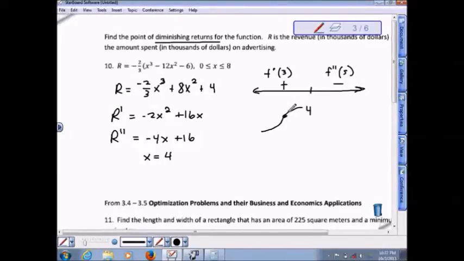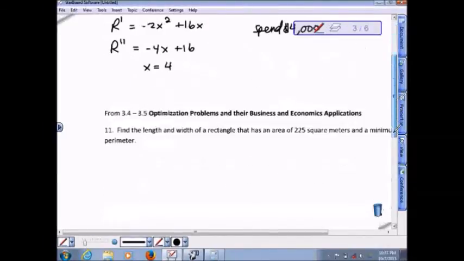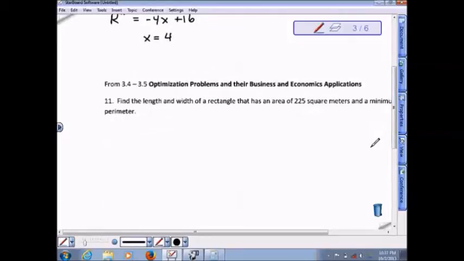The rate is increasing much faster over here than over here. This has a steeper tangent line than the tangent line on this side. So even though they will still be making more money by spending more money on advertising, they're not going to be making as much at the same rate as right here, the point of diminishing returns. So spend $4,000. That's the point of diminishing returns. Spend $4,000 on advertising. Okay.